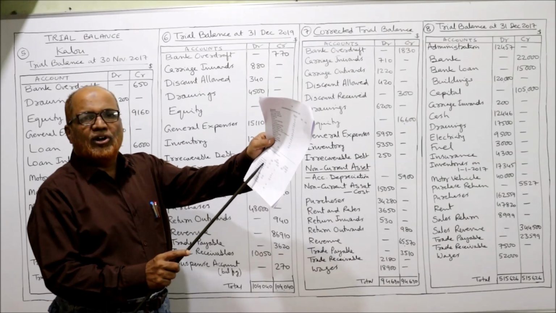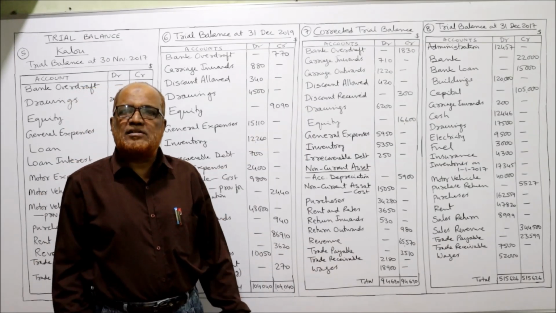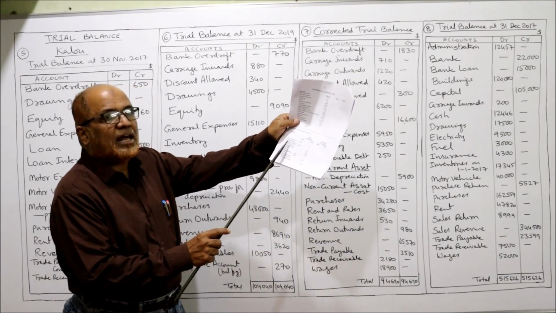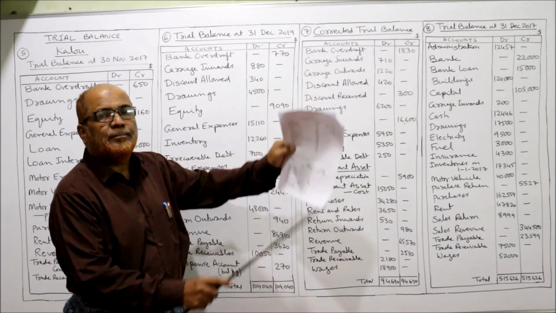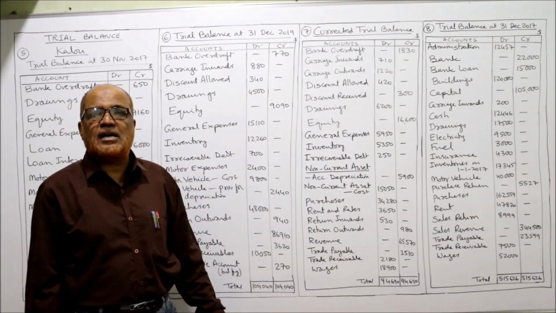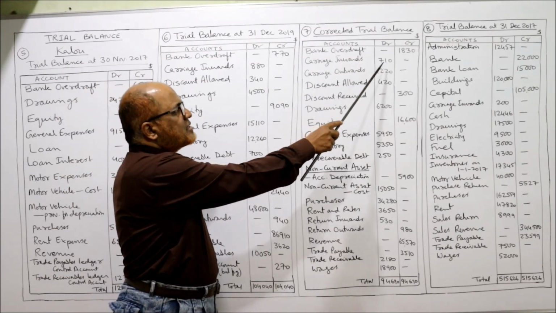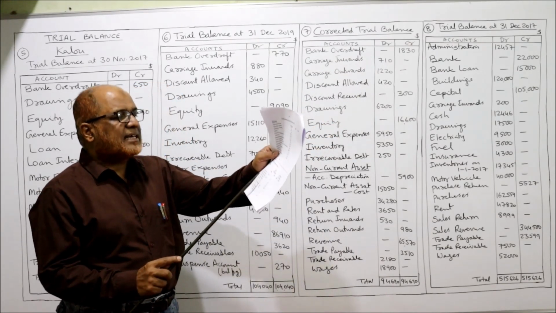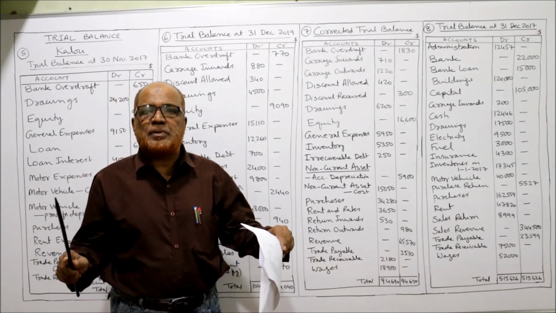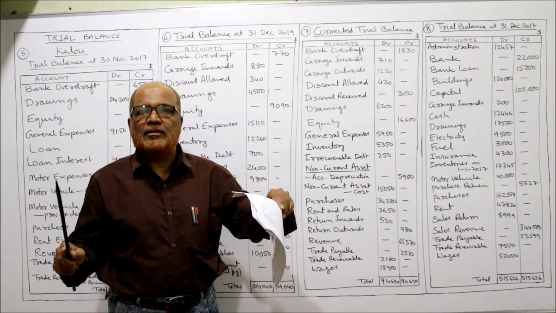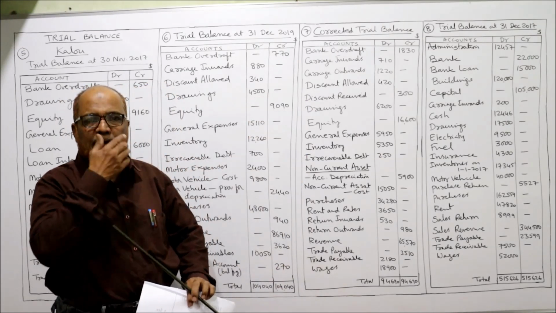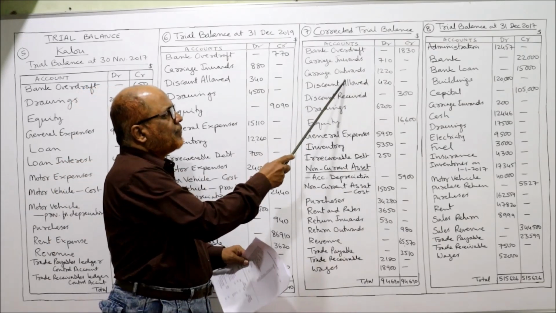Secondly, carriage inward. Carriage inward is an expense. It will show debit balance. But by mistake in this draft trial balance, it is taken in the credit column 710. Wrong. We have to take it on the debit side. So carriage inward, debit side 710. Then third one is carriage outward. Carriage inward or carriage outward, both are expenses. Both should be debited. But here carriage outward is taken correctly. 1220 debit column. So here also 1220 debit column.